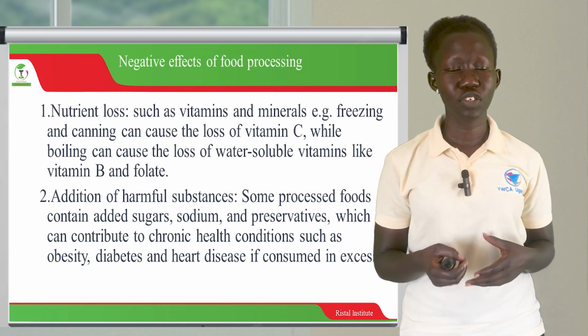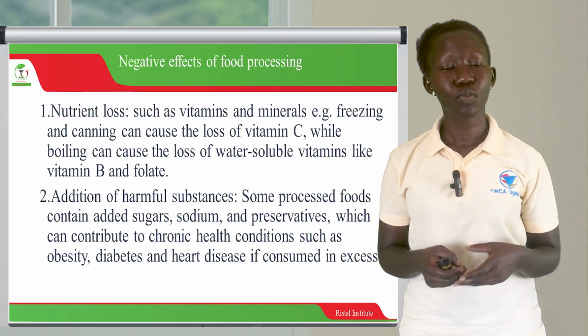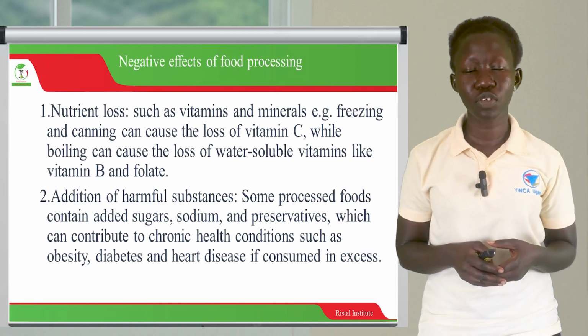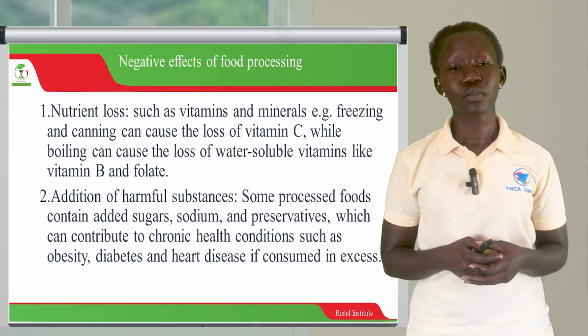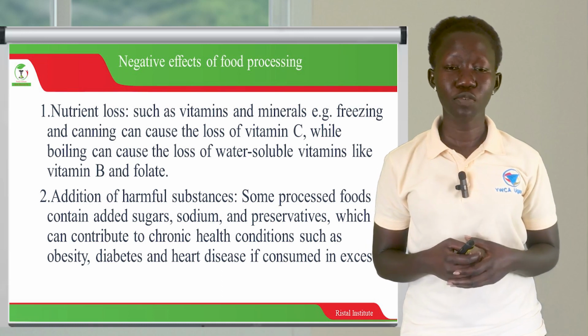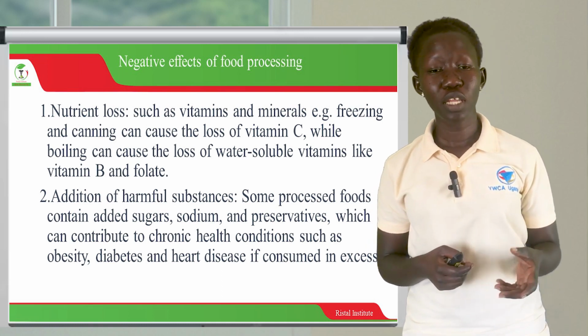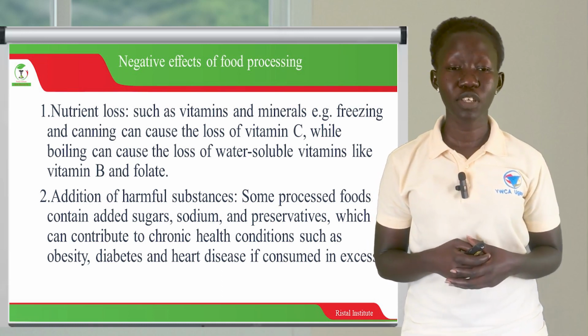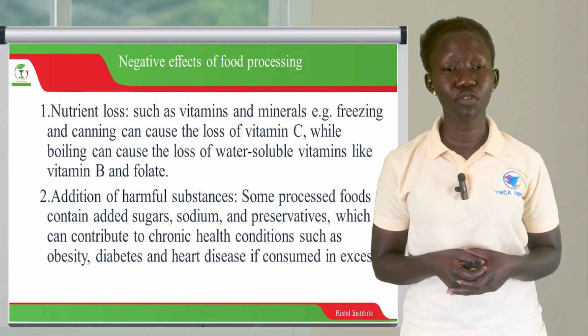What are the negative effects of food processing? We already talked about nutrient loss, for example, vitamins and minerals. Freezing and canning can cause the loss of vitamin C, while boiling can cause the loss of water-soluble vitamins, like the B vitamins and folate.